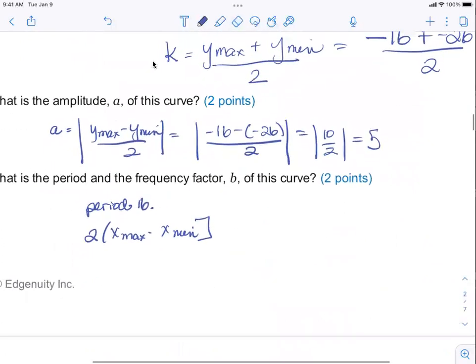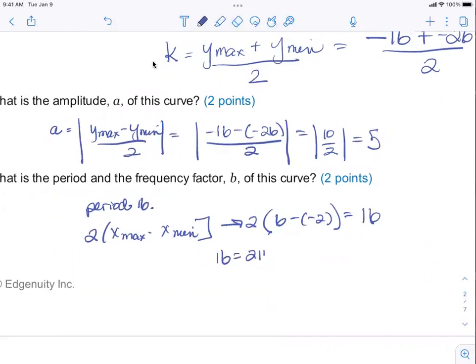So we are going to do this, which becomes 2 times the quantity 6 minus a -2. 6 minus a -2 is 8, so 2 times 8 is 16. Then 16 is equal to 2 pi over b. A normal wavelength would be 2 pi over b is what we're looking for, and ours takes 16. So if we solve for b, b is 2 pi over 16, or pi over 8. And that's the frequency factor.